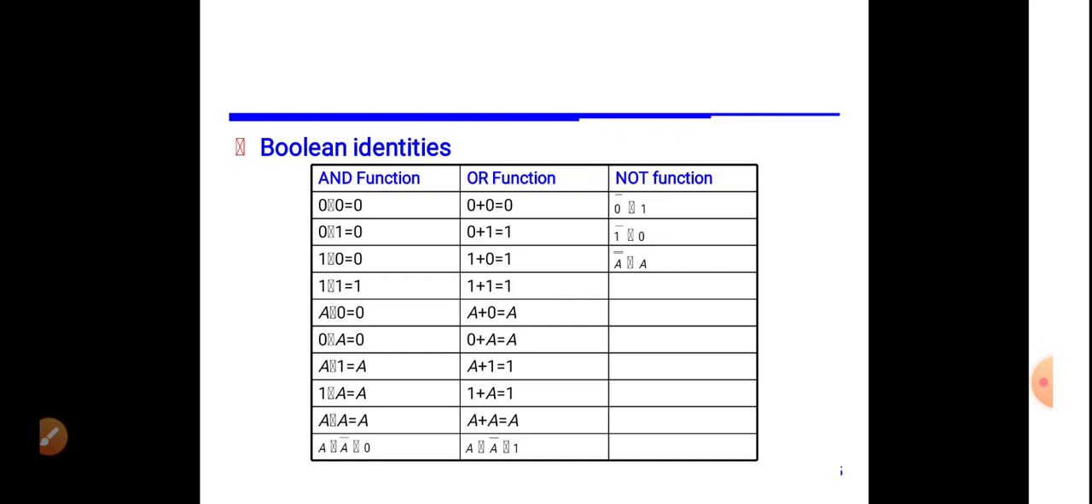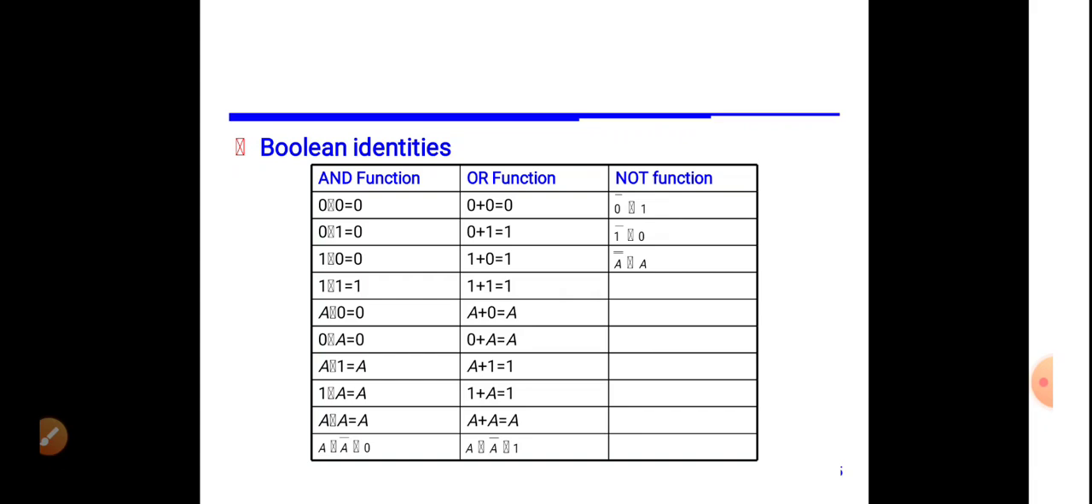Similarly, we are dealing with the OR function. The first four rows of the OR function are nothing but a simple OR gate output: 0 OR 0 is 0, 0 OR 1 is 1, 1 OR 0 is 1, 1 OR 1 is 1. Similarly, the next ones relate the Boolean constants with the variables: a OR with 0.